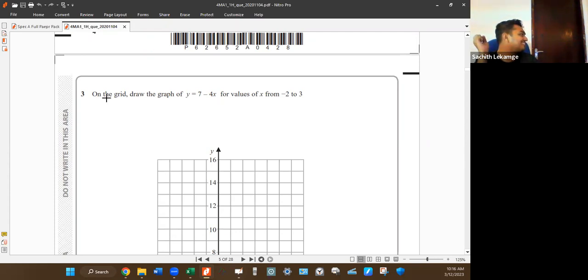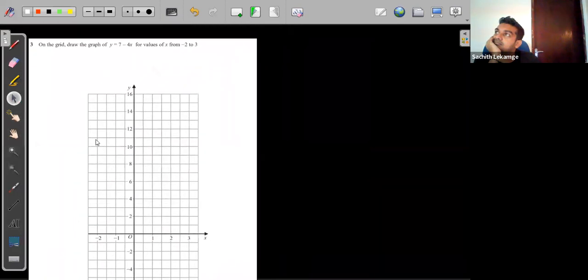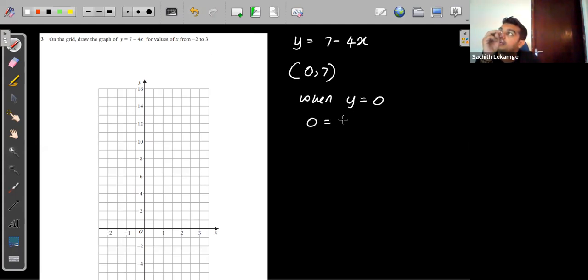Graph. Yeah, this one is a little easy, but let me show you something. This one you can easily do this way. Check this out. One coordinate you directly know, which is (0, 7), the y intercept. You need to find another coordinate. This is when x equals 0. You write when y equals 0: 0 equals 7 minus 4x. 4x equals 7, so x equals 7 over 4. That is not a nice coordinate, but anyway, you can use it.